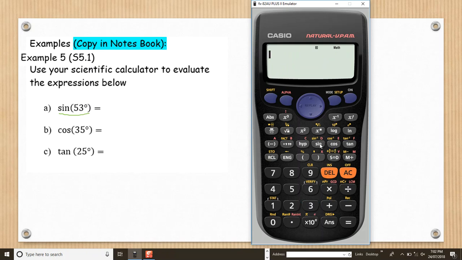And then you can press the sine button. 53 degrees. Degrees is this button here. Close brackets equals, and you get that number there. So for the next one, cos 35, press cos. Cos is cosine. So cos 35 is 0.819. And for the last one, tan 25 degrees.